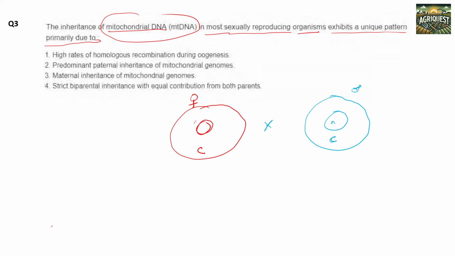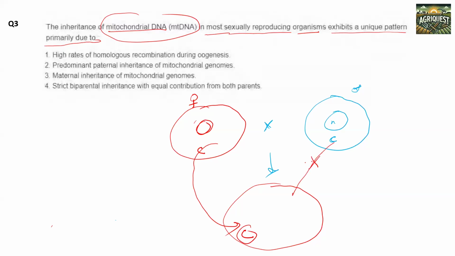When these cross among themselves, only the cytoplasm of the maternal parent comes into the progeny, not from the male parent. From the male, the cytoplasm does not come. The mitochondria are present in the cytoplasm only, so the mitochondria come only from the maternal parent, not from the paternal parent. So the correct answer would be the maternal inheritance of the mitochondrial genome.